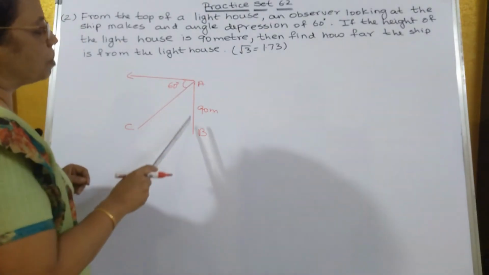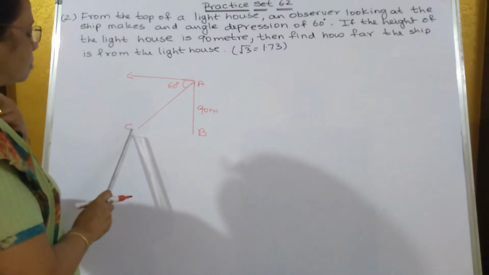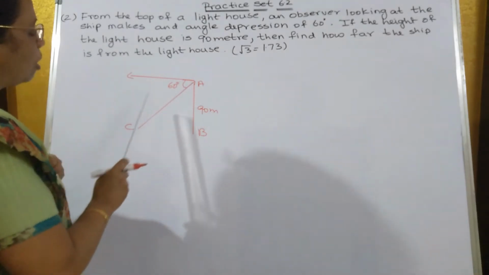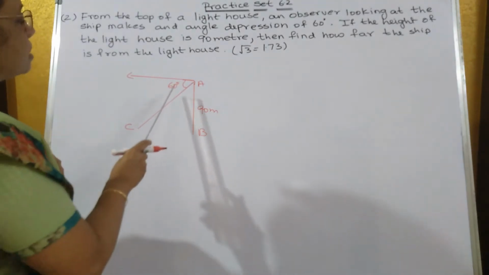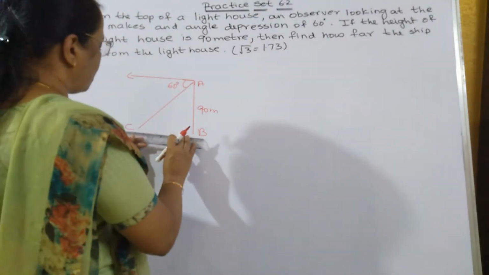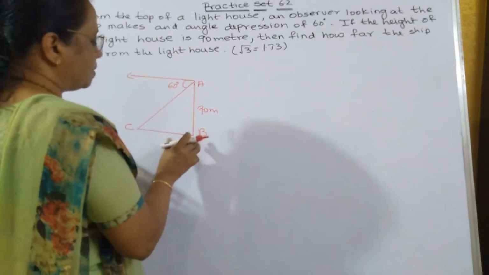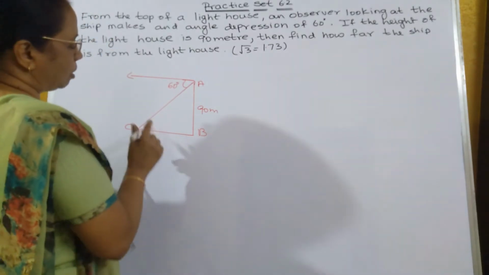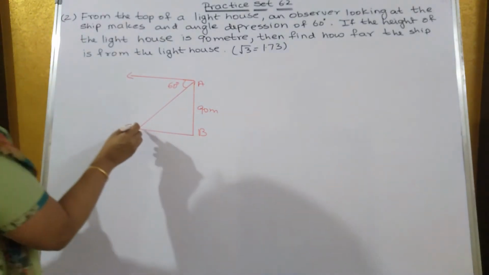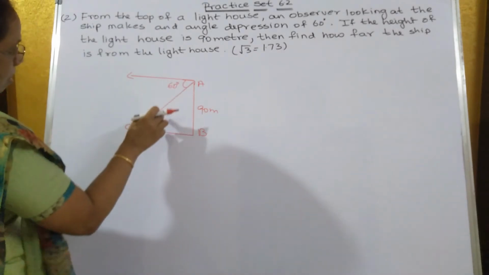On the top of the lighthouse, from the top of the lighthouse he is observing the ship which is at the position C, and while looking at the ship he is making an angle of depression equal to 60 degrees. So this will be the angle of depression. Now we have to find out the distance between the lighthouse and the ship, that is BC. If this is 60 degree, then what will be this angle? This angle also will be 60 degree. Why? Because these are alternate angles.